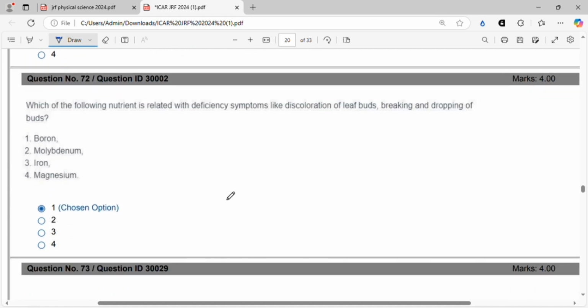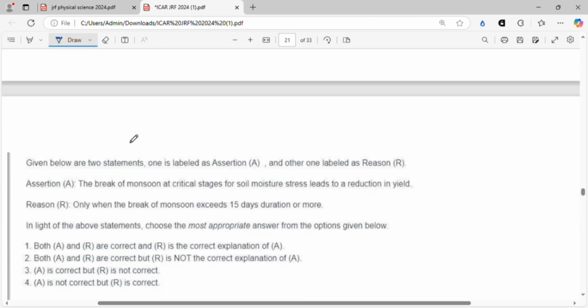Moving on. Which of the following nutrients is related with deficiency symptoms like discoloration of leaf bud, breaking and dropping of bud? This is also a question from mineral nutrition of plants, and also it is an important question from the point of view of general agriculture. And there you have to memorize it, and the correct answer is boron. Option 1. This boron is related with deficiency symptoms like discoloration of leaf buds, breaking and dropping of the buds. So boron is related to the bud health of the plant. All right. Moving on to the next question.